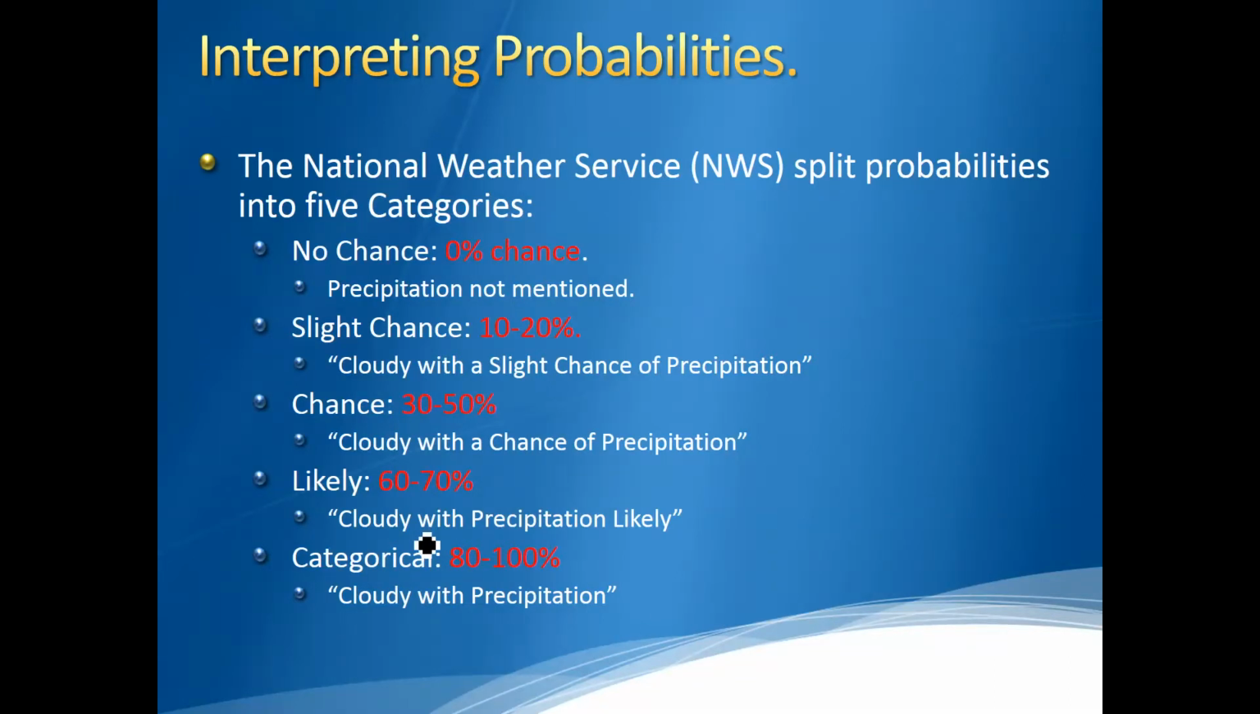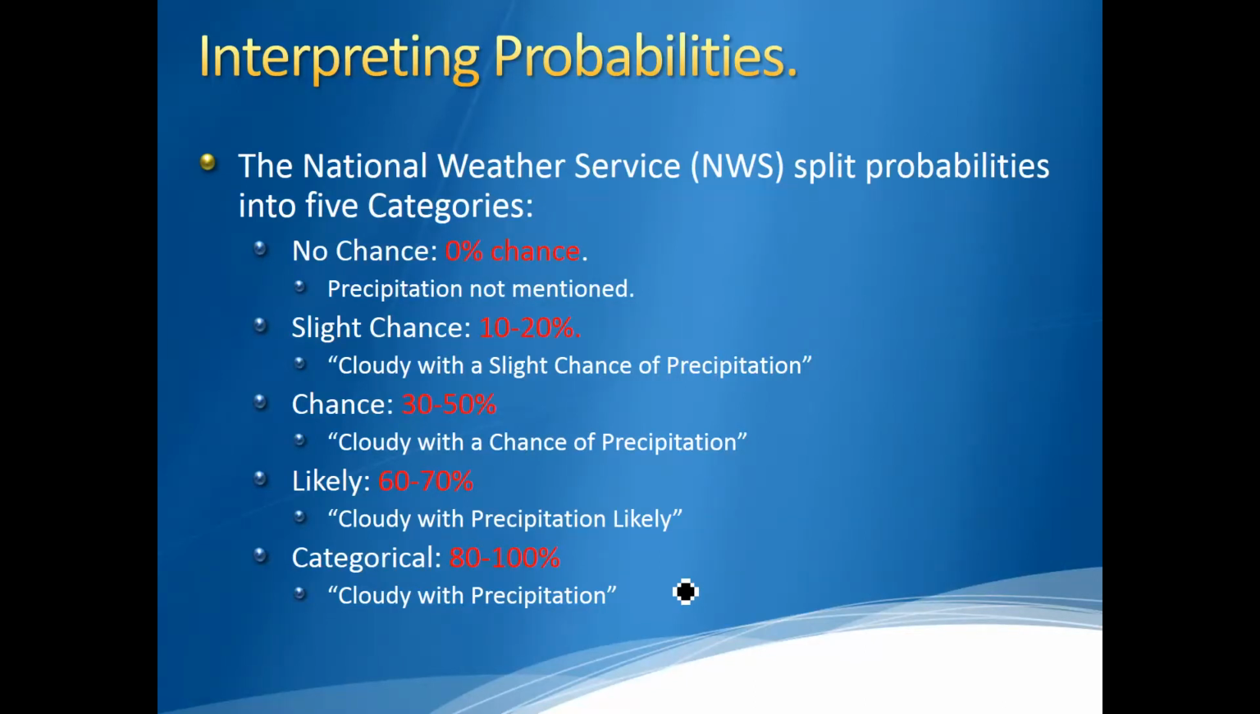So in the case of no chance, precipitation's not even mentioned. In a slight chance, they'll say, okay, well, there's a slight chance today. In a chance, they'll say, okay, well, there's a chance today. Likely, they'll say, okay, this is likely. And in a categorical probability, they'll just simply say the precipitation. They'll say cloudy with rain. They won't say cloudy with a chance of rain or cloudy with rain likely. Nope, they'll just say cloudy with rain.